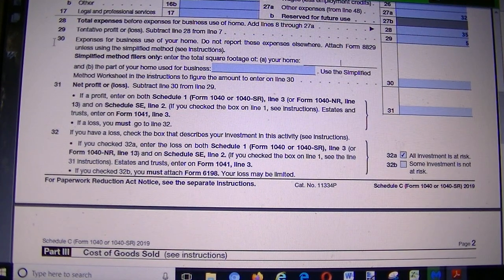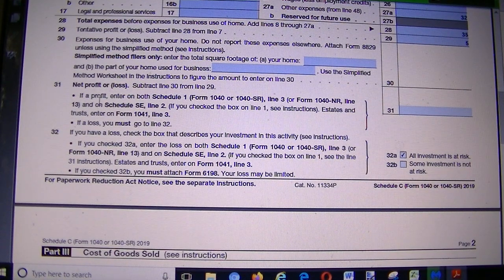So now that we covered line 30, line 31. Line 31 is net profit or loss. So you have to subtract line 30 from line 29. So if you have claimed a business use of the house, whatever the amount is here will come out of this gross tentative profit here. So if the line 31 is more than line 29, don't know if they have some information here, then you have to fill up a form.